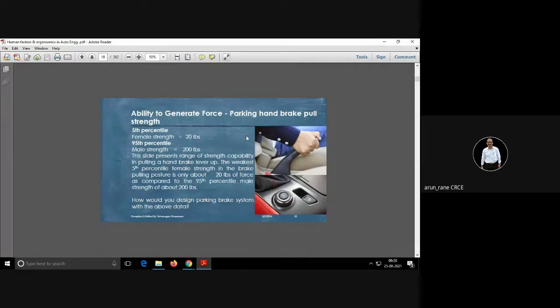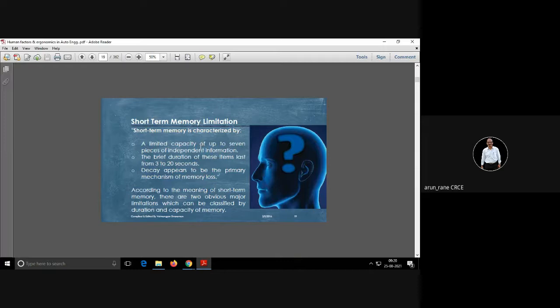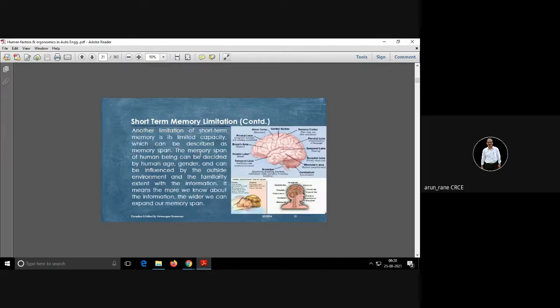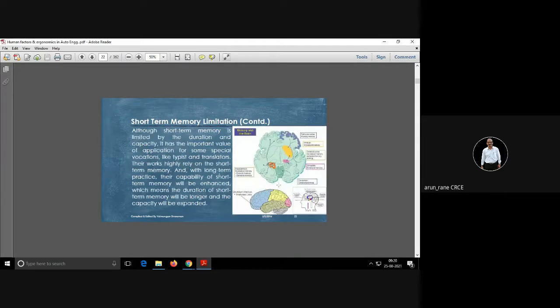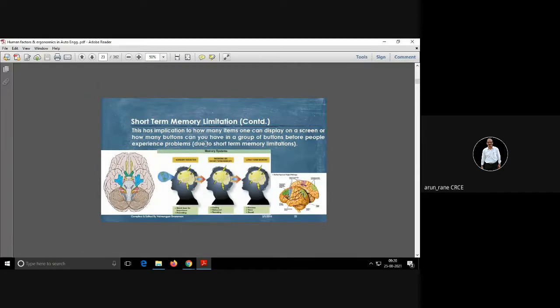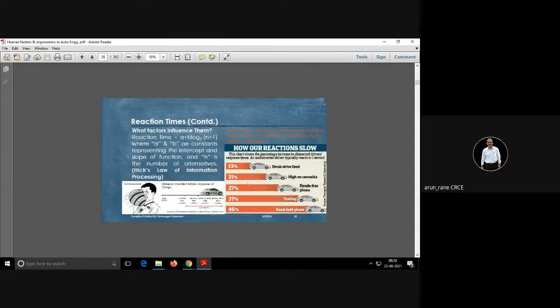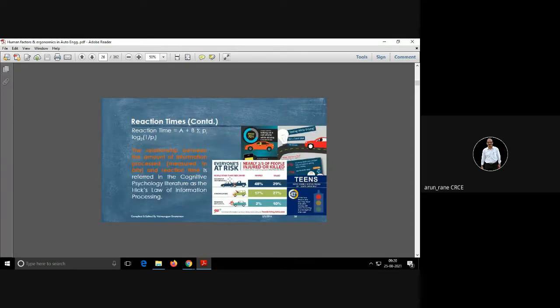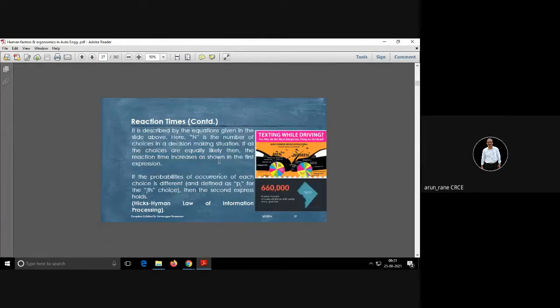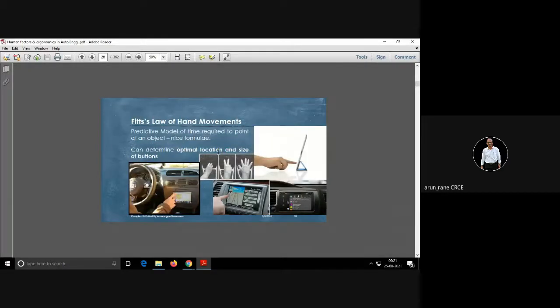Then how to calculate the force, for example, a handbrake. So how it will differ from man to man. What is short-term memory? Of course, we can skip some slides that are purely related to neuro; that much is not important. How to measure the reaction time and how important it is. Like when you see an accident and you want to apply the brake, how fast you can respond or how fast you can protect. That is nothing but the reaction time.